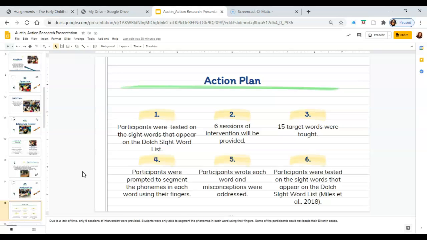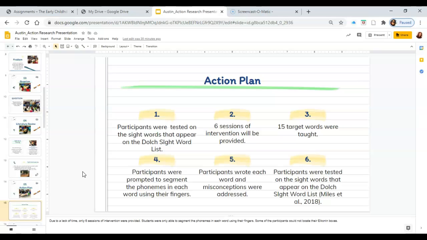And then 6 sessions of interventions were provided. I wanted to do 12, but due to a lack of time, I was only able to implement 6 intervention sessions. 15 target words were taught during those sessions. Each session, we focused on 5 words. The participants were prompted to segment the phonemes in each word using their fingers. So my plan was for students to practice phoneme segmentation with those words using the Elkonin boxes.